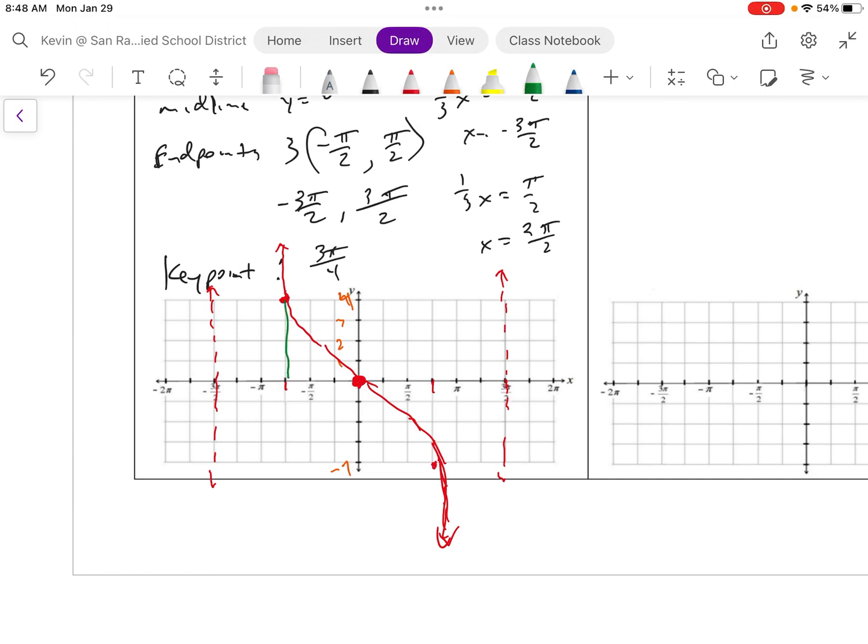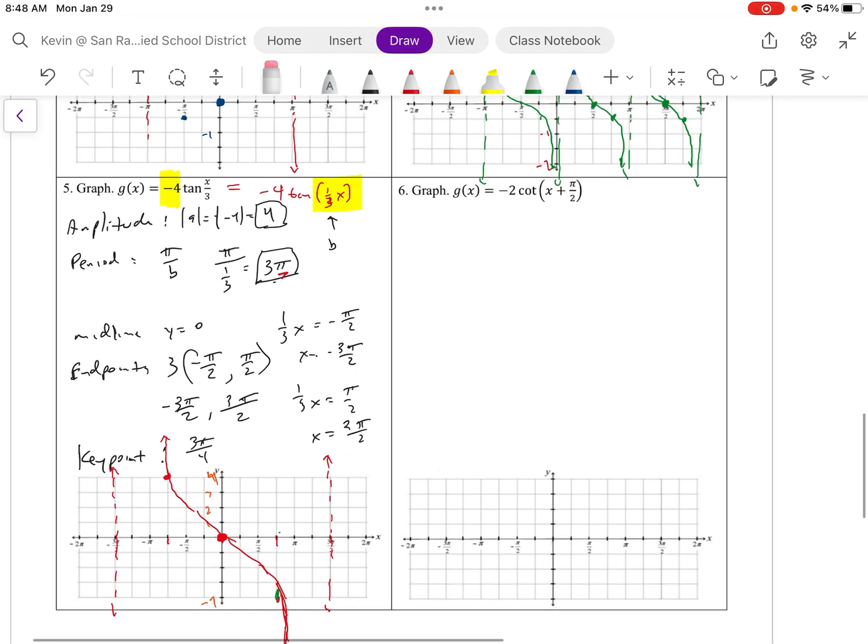Okay, so our amplitude, that's our amplitude. This is our amplitude. These are our key points, that 3 pi over 4. And then this is our period. Oh no, that's not our period. The whole thing from here to here is our period. I don't know why I draw all that stuff in there. Okay, that's what it should look like.